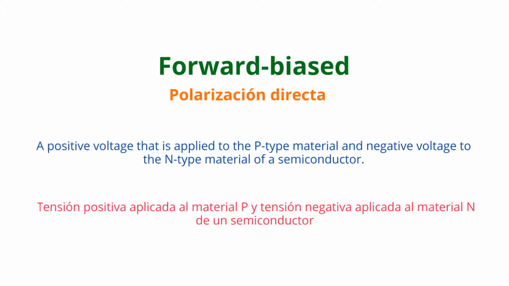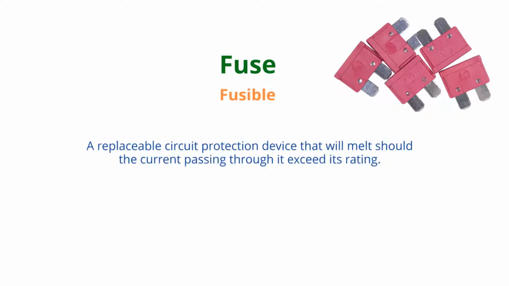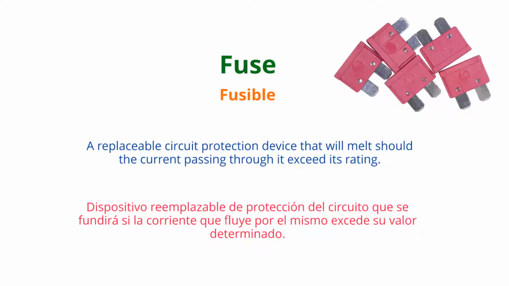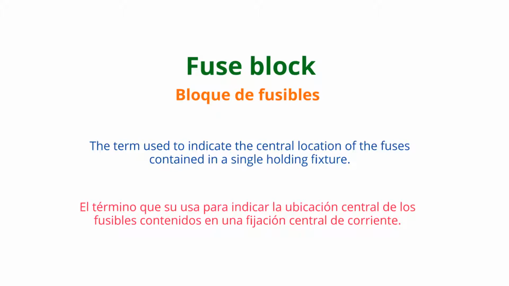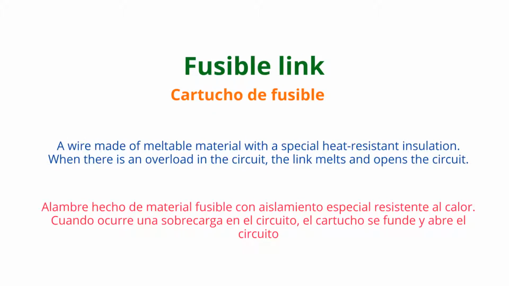Forward biased. This refers to a positive voltage that is applied to the P-type material and negative voltage to the N-type material of a semiconductor. Fuse. A replaceable circuit protection device that will melt should the current passing through it exceed its rating. Fuse block. The term used to indicate the central location of the fuses contained in a single holding fixture. Fusible link. A wire made of meltable material with a special heat-resistant insulation. When there is an overload in the circuit, the link melts and opens the circuit.